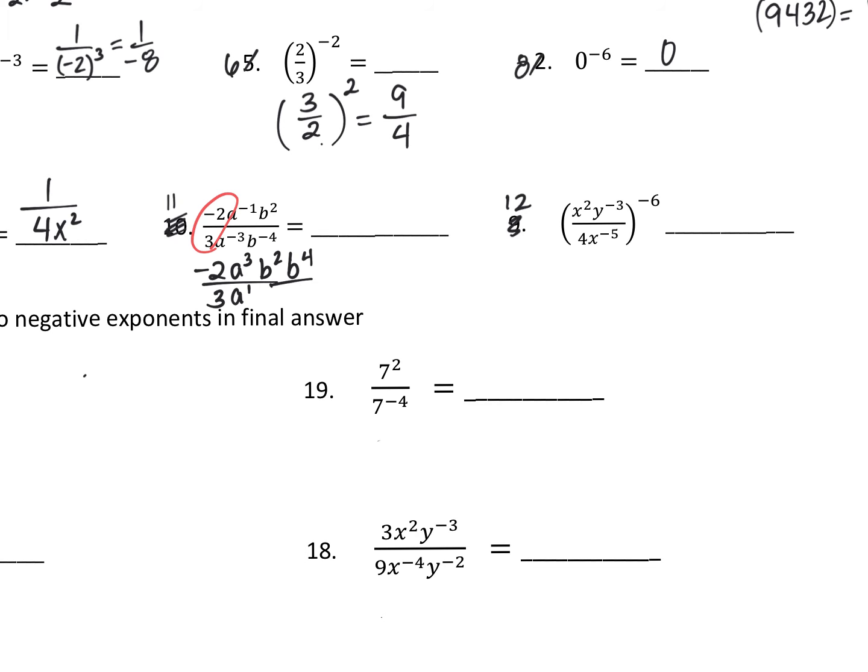To simplify an expression, I should only have one of each variable. So I need to simplify it so I only have one a and one b. Use my quotient property to subtract my exponents for the a. So what do I get? A squared, 3 minus 1. And b to the second times b to the fourth. Add to get b to the sixth.